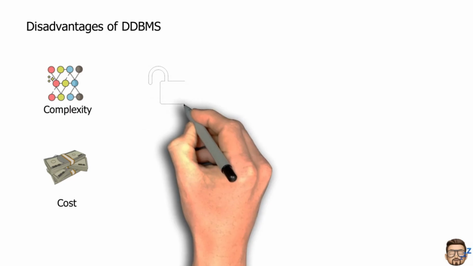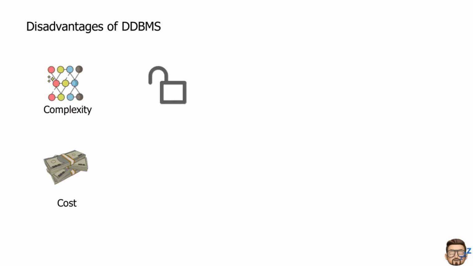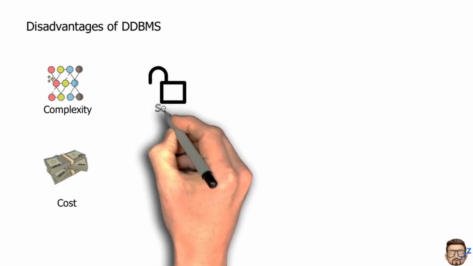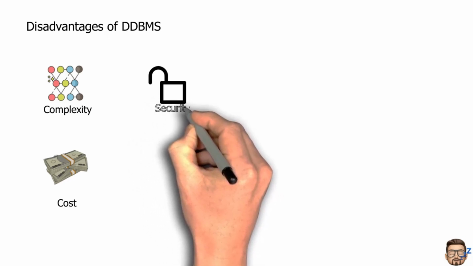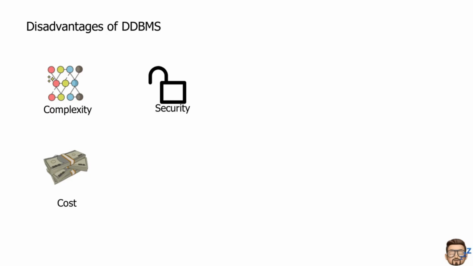Next is security. In a centralized system, access to the data can be easily controlled. However, in a distributed DBMS, not only does access to replicated data have to be controlled in multiple locations, but the network itself has to be made secure.